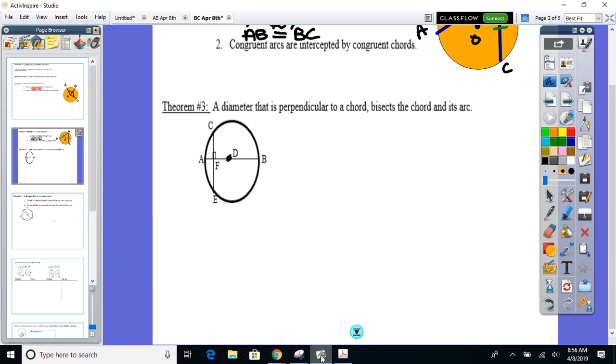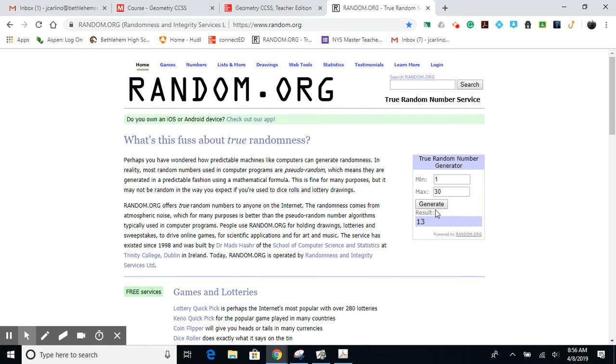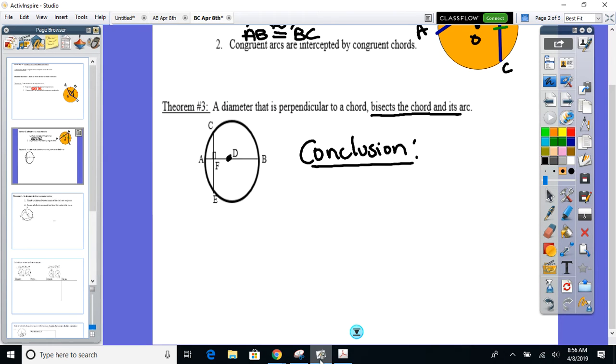And what do you notice here? They're perpendicular to each other. So if I have a diameter and a chord that are perpendicular, look what happens to the chord. It gets bisected. Not the diameter, the chord gets bisected. So using the diagram right now, tell me which two segments should be congruent.